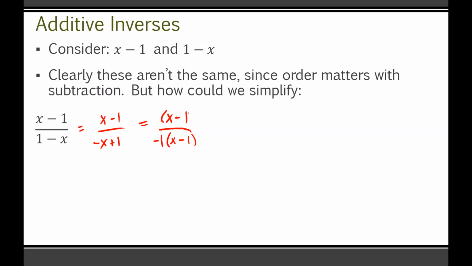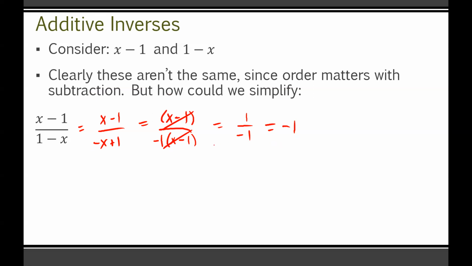Notice now we have x minus 1 on both the top and the bottom. Those can now cancel out. So even though they weren't the same in the first place, we were able to just do one little thing to it to make it look pretty similar. Anyway, x minus 1 is going to cancel off the top and the bottom. All we're going to be left with is 1 divided by negative 1, which of course is just negative 1.